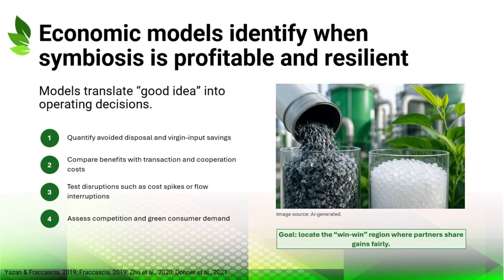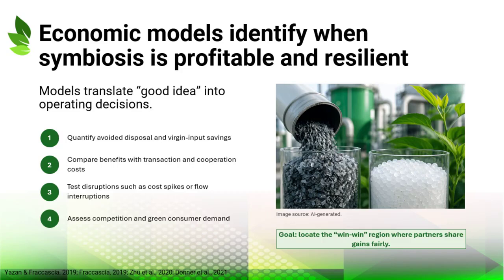Economic models help determine when industrial symbiosis is profitable and resilient. The chapter highlights enterprise input-output models and agent-based models that compare avoided disposal costs and reduced virgin input costs with transaction and cooperation costs. These models identify win-win regions where collaboration benefits all partners. They also examine how gains should be shared when supply and demand are uncertain.